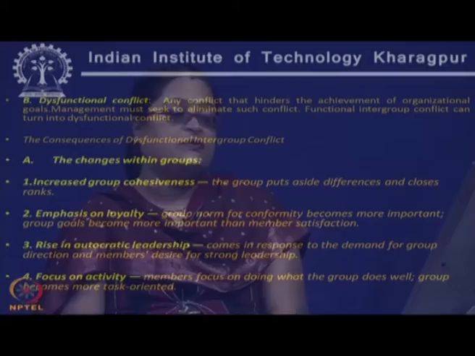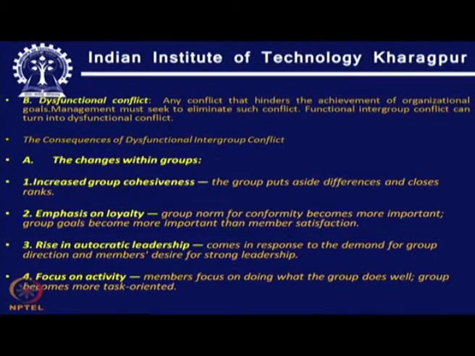We will try to find out some of the consequences of dysfunctional intergroup conflict. Some of the consequences are that certain changes are brought. When you are talking of intergroup conflict, this conflict is between two groups. So, the changes will happen of course within the group and between the groups. First, we will look into the changes which occur within the group.